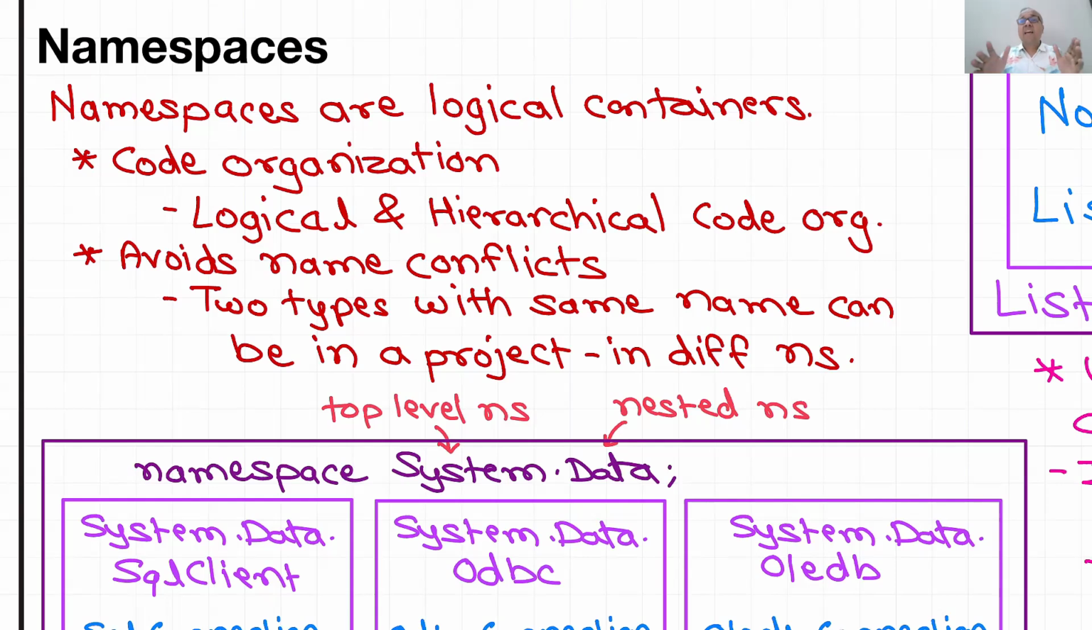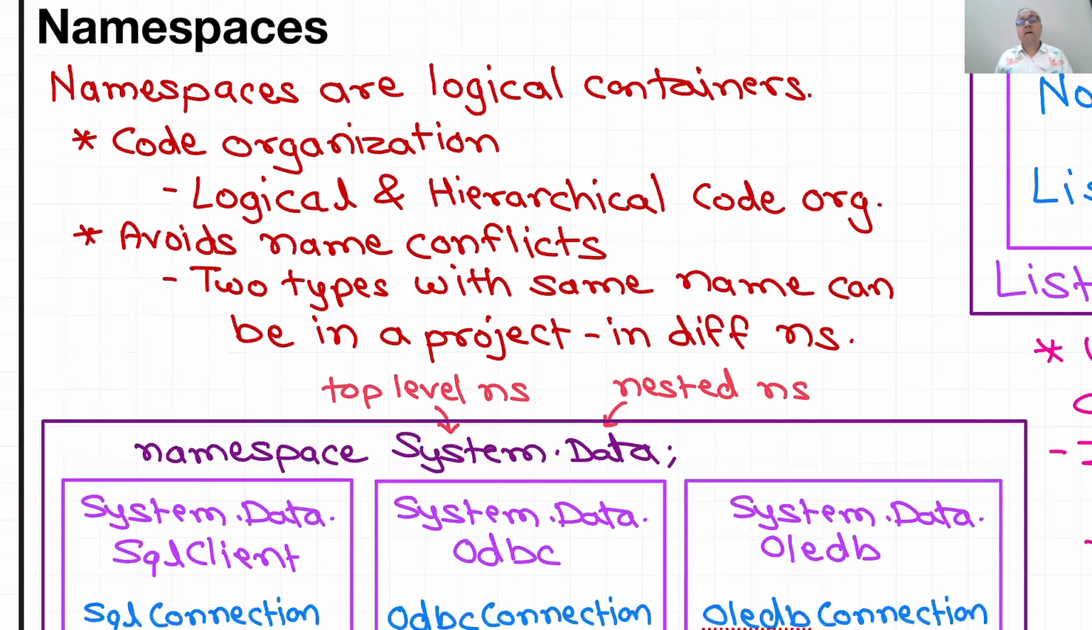So you can arrange the code across multiple namespaces, and most importantly, your namespaces can be in a hierarchical manner, meaning you can have a top level namespace, and inside that you can have a nested namespace, and then you can have further nesting of the namespace. This hierarchical arrangement helps you to arrange your code in a proper manner.